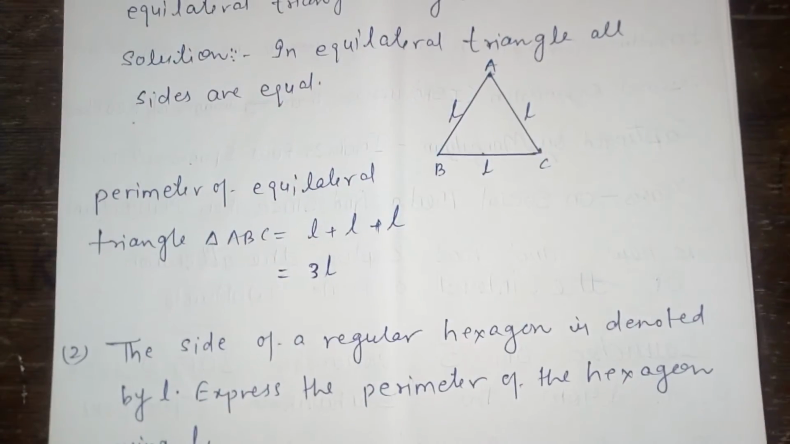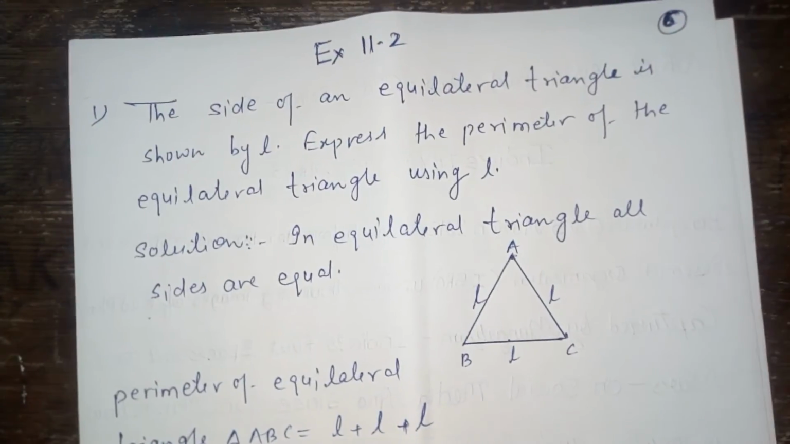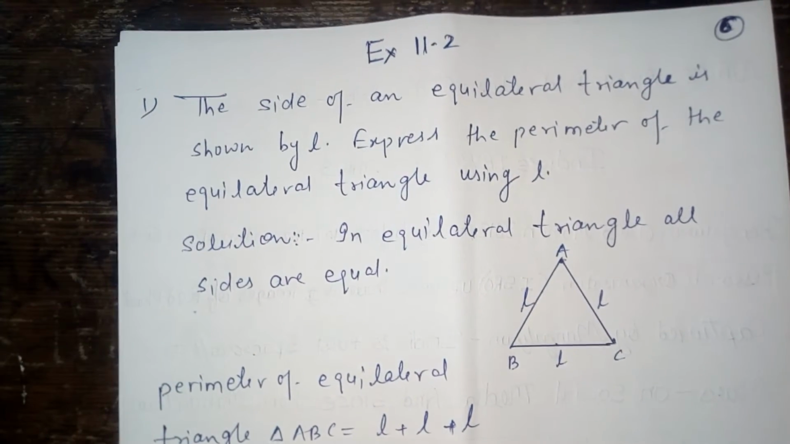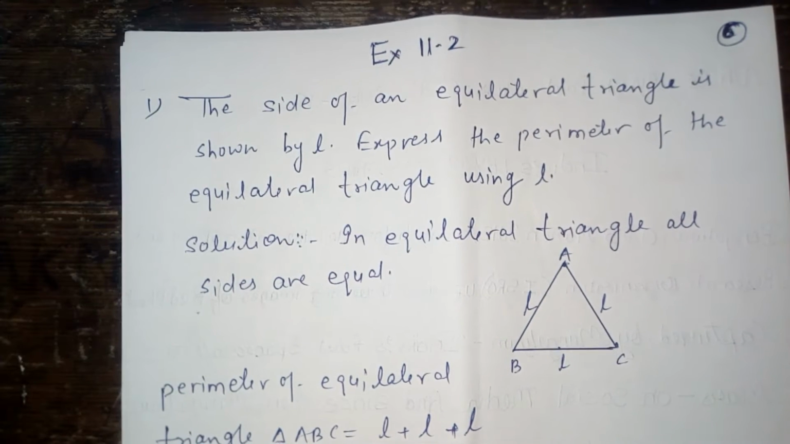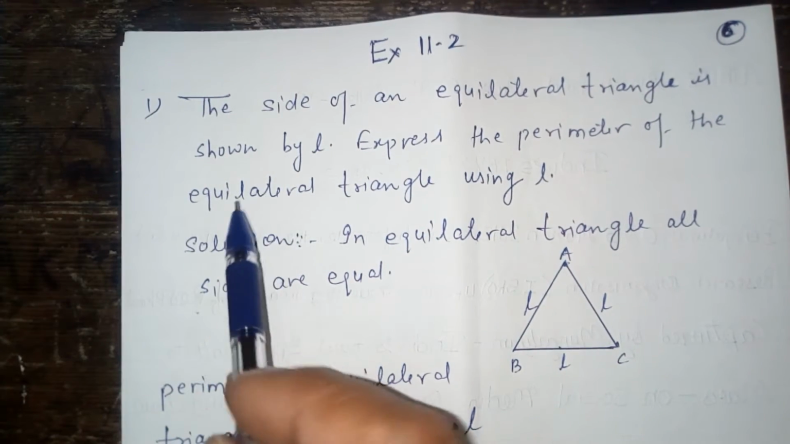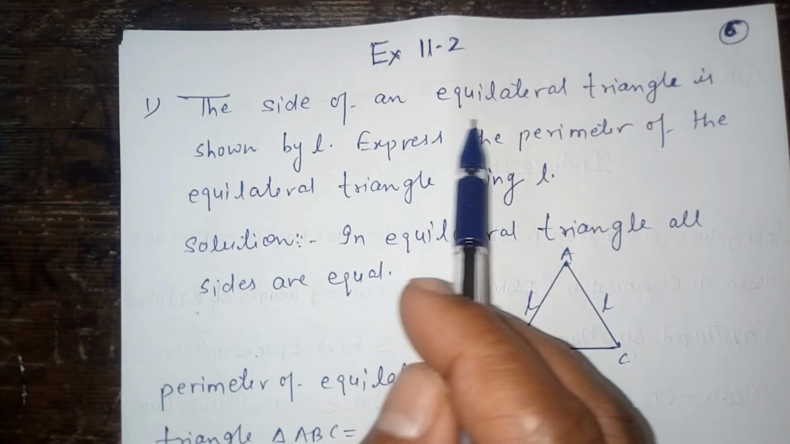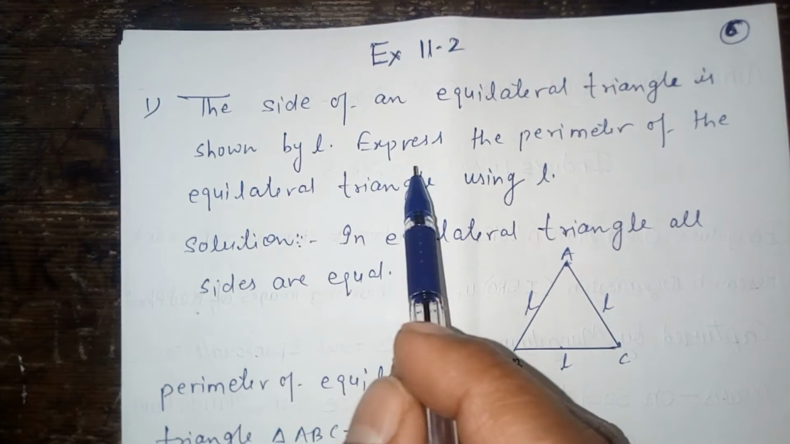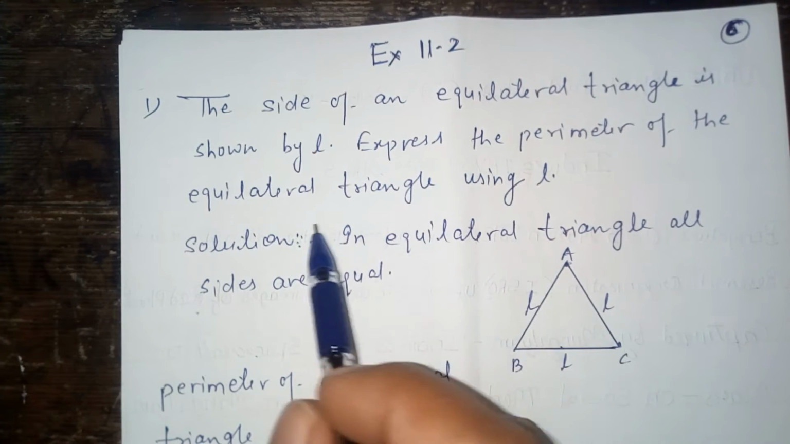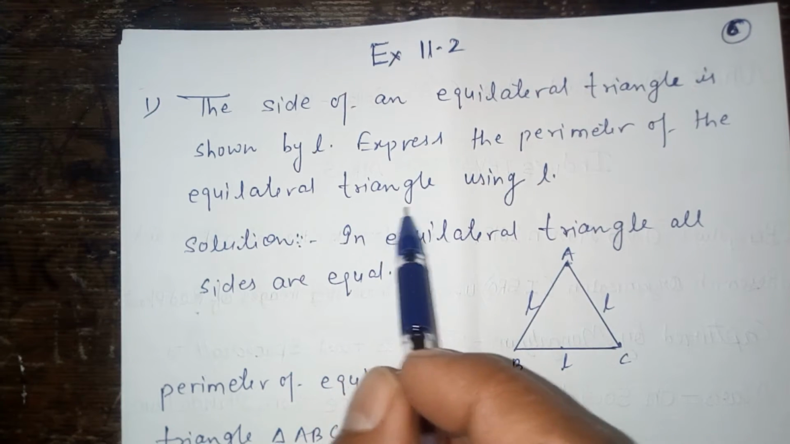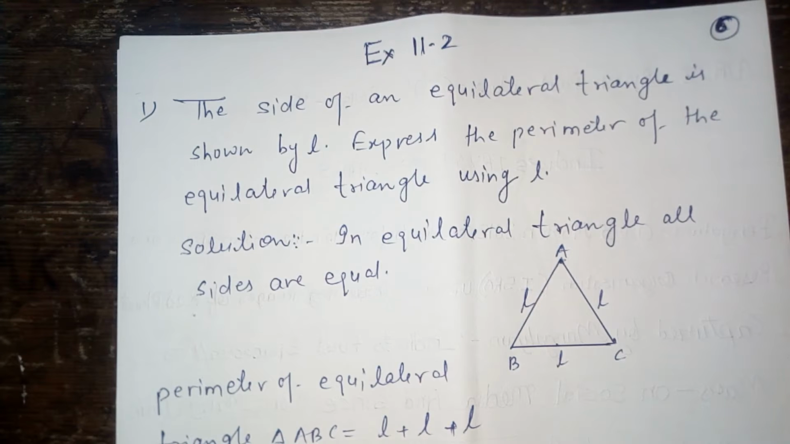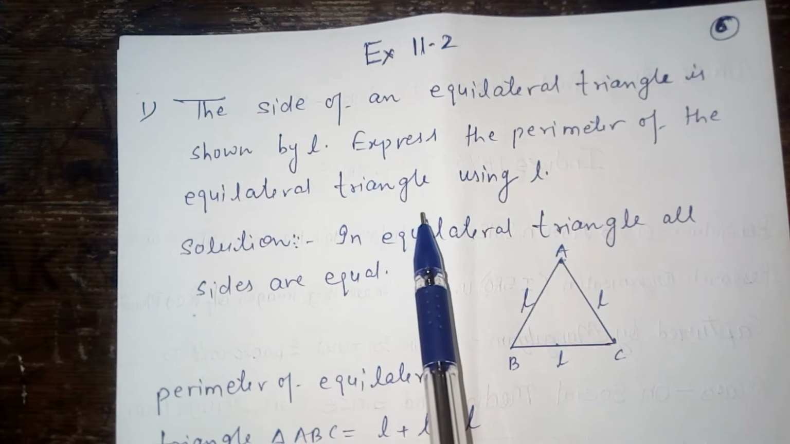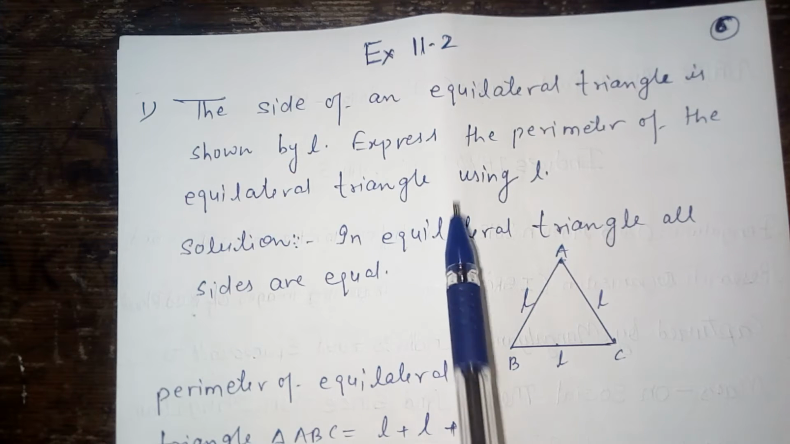My dear students, now we will discuss another type of problem, from exercise 11.2. Okay, your question is: the side of an equilateral triangle is shown by L. Express the perimeter of the equilateral triangle using L. This is a word problem. In this word problem we will convert it to algebraic form.